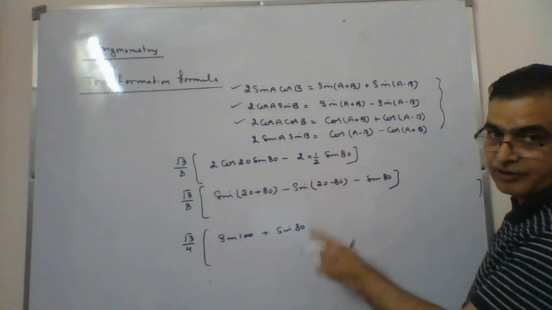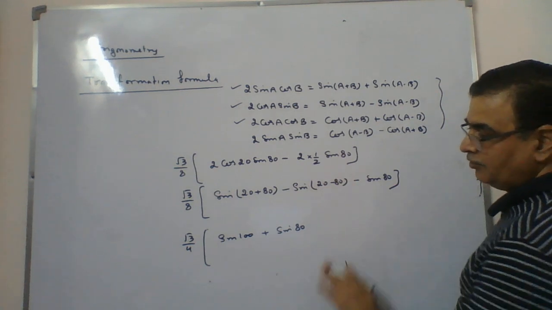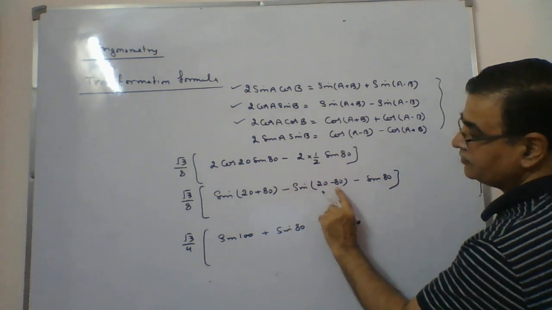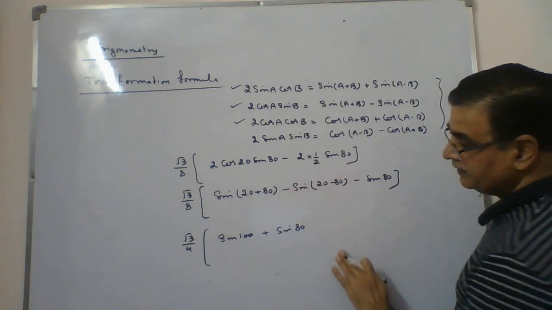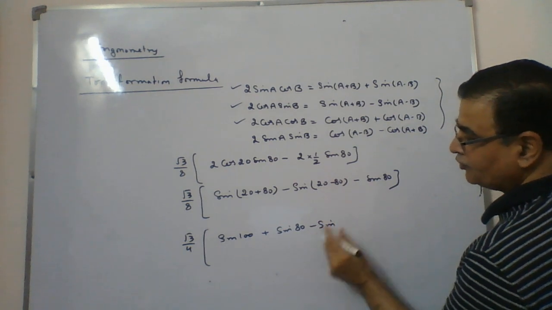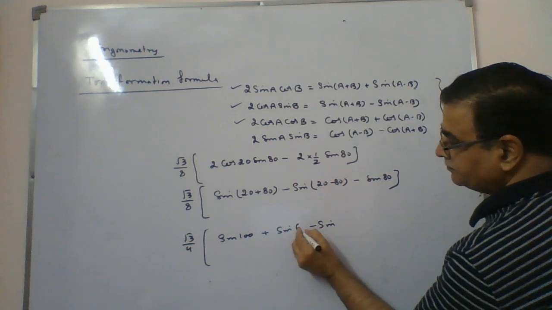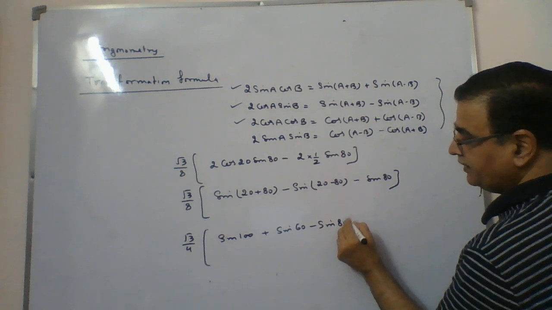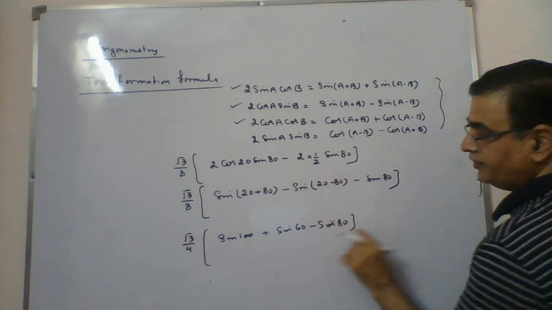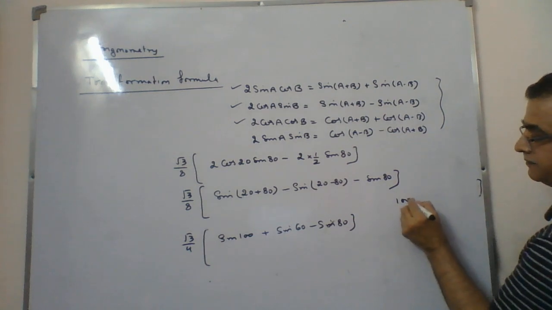This was the mistake we were making in the last question. One question we have corrected: this is minus, and because of this minus it became plus. So sine of 80, and then minus sine of, sorry, this is 60, and then sine 80. Sine 80 and sine 100 are supplementary angles.